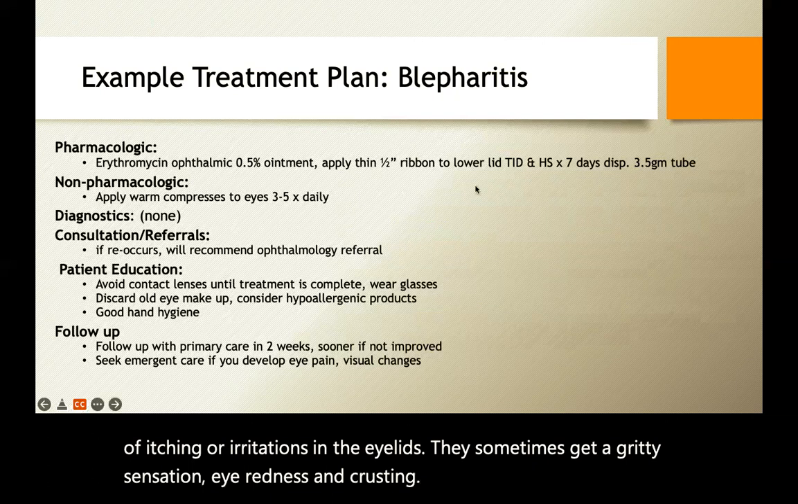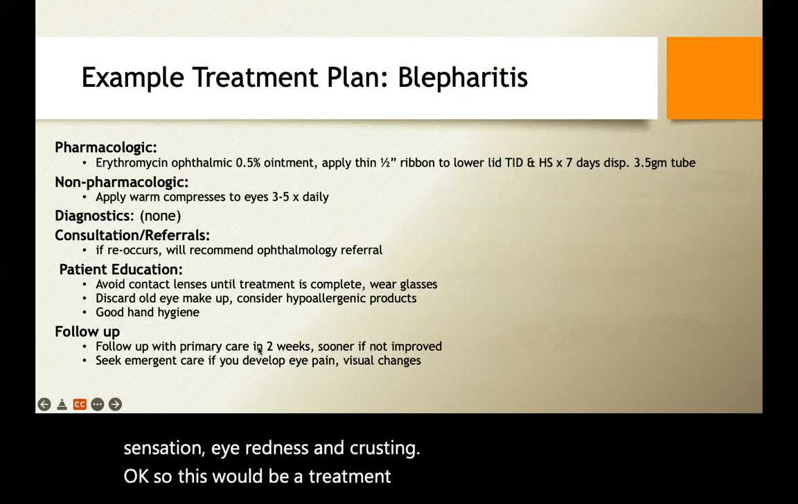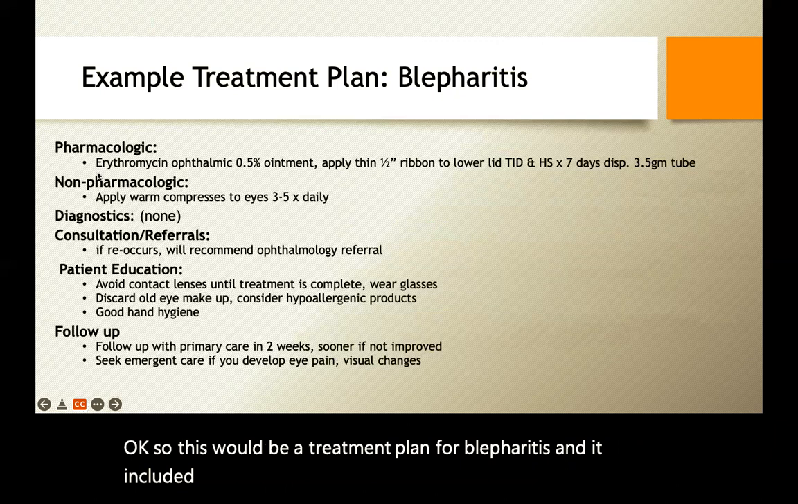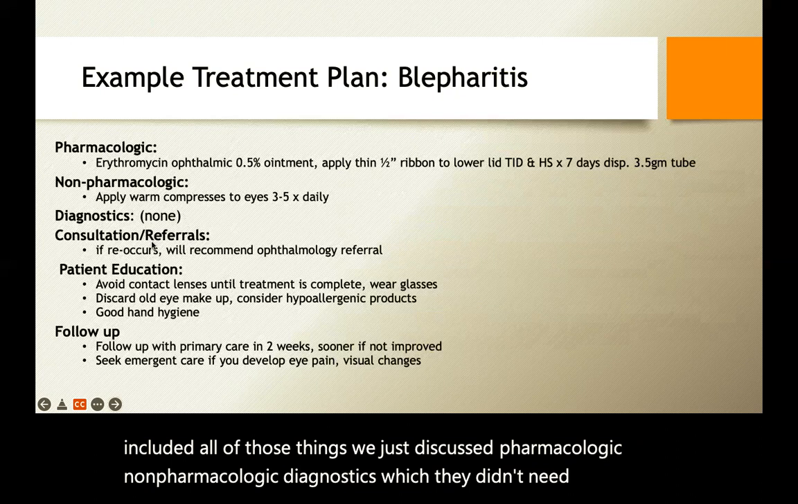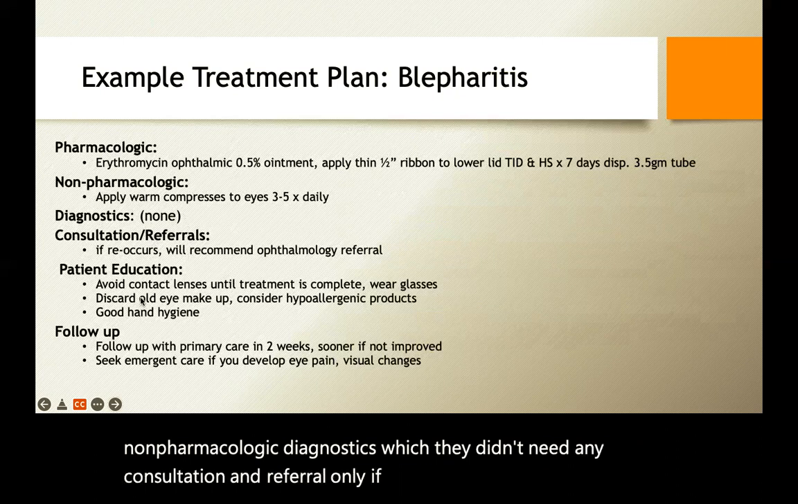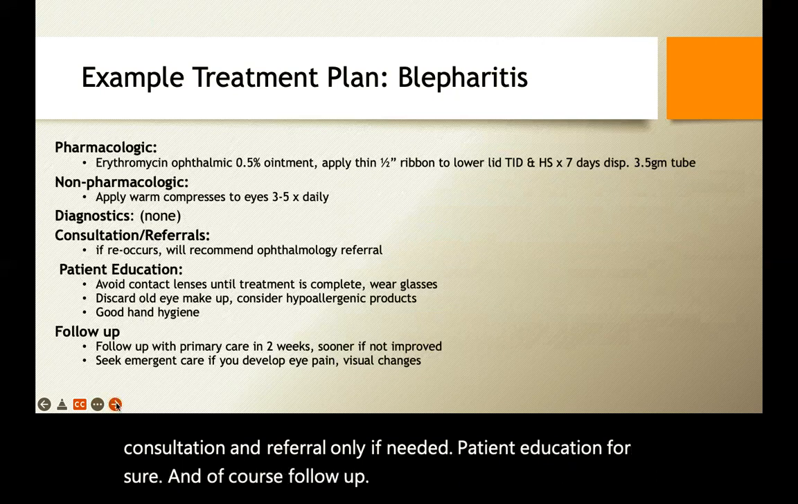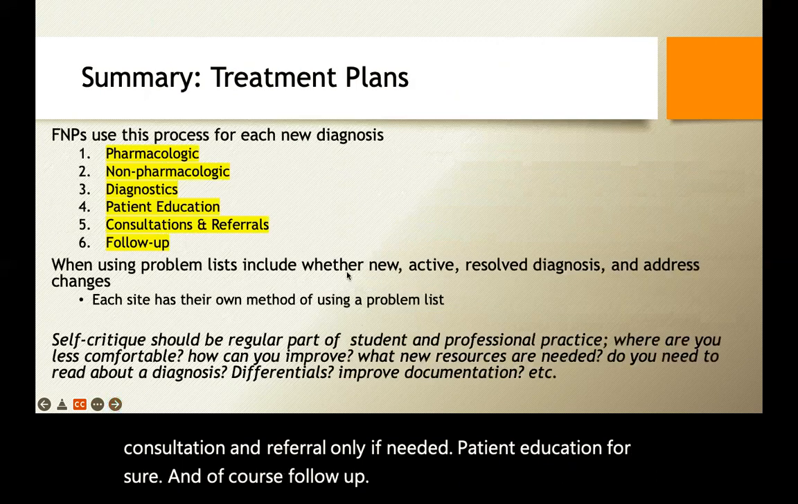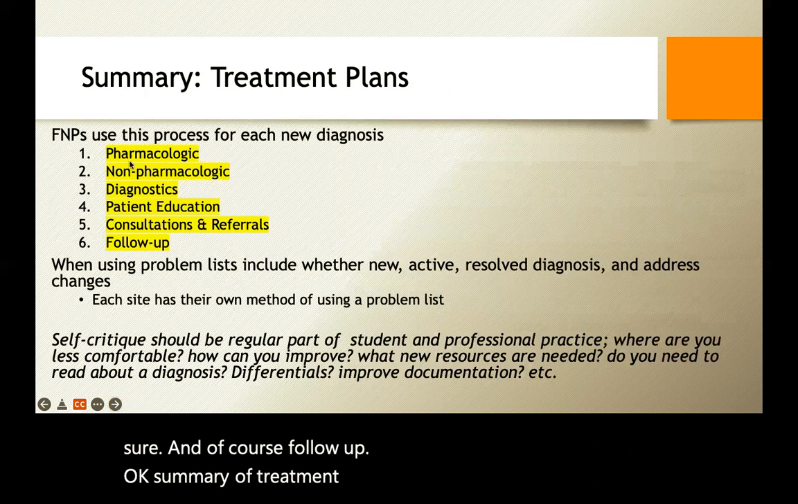Okay, so this would be a treatment plan for blepharitis, and it included all of those things we just discussed: pharmacologic, non-pharmacologic, diagnostics, which they didn't need any, consultation and referral only if needed, patient education for sure, and of course, follow-up. Okay, summary of treatment plans. So for FNPs, use this process for each new diagnosis.